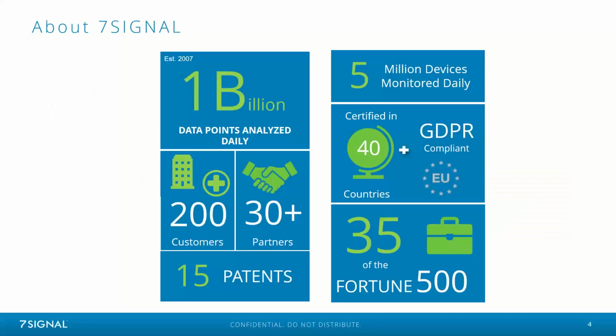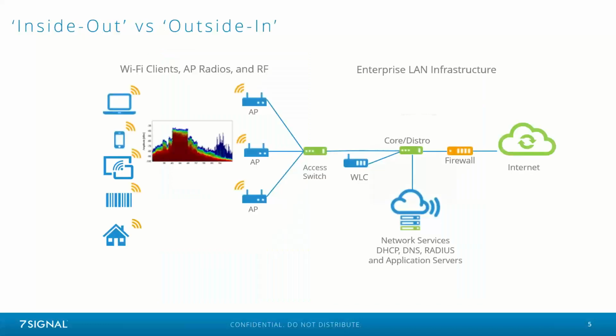All right, a little bit about 7SIGNAL. We were established in 2007 in Helsinki, Finland, and we're now located in Cleveland, Ohio. We've hit a lot of major milestones along the way that we're incredibly proud of, such as the 1 billion data points that we're analyzing daily, in addition to the 5 million devices that we're monitoring daily as well. And with that, we also have 15 patents, which goes to show that the technology you see from us at 7SIGNAL, you're only going to see from us at 7SIGNAL.